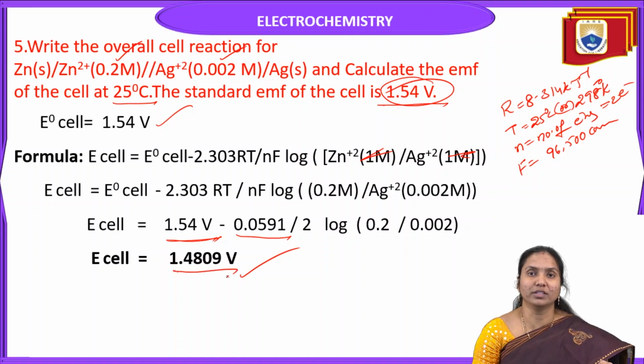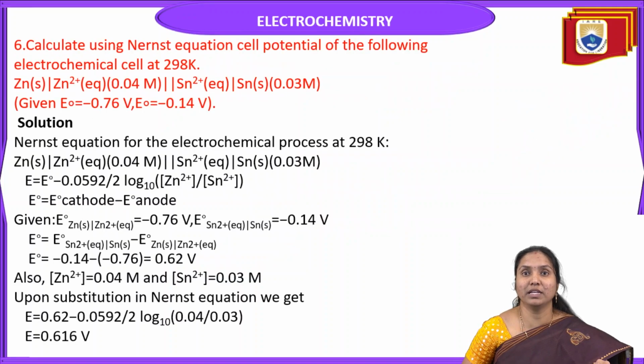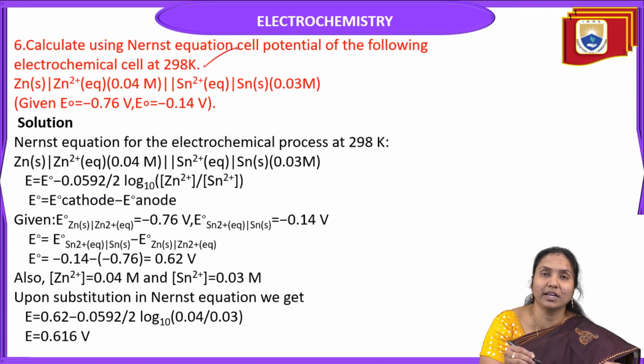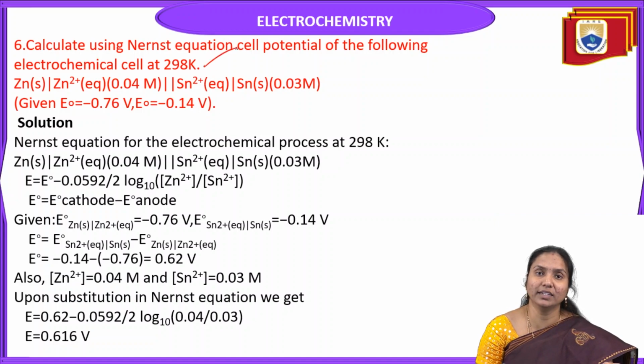1.4809 volts. So in this way, you can calculate the EMF values of the given cell by using the Nernst equation. One more problem we'll discuss based on the Nernst equation. Calculate, using the Nernst equation, the cell potential of the following electrochemical cell at 298 Kelvin. So already we know, what is the use of the Nernst equation?